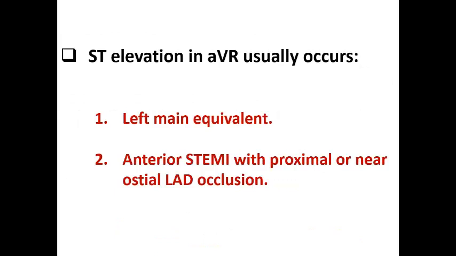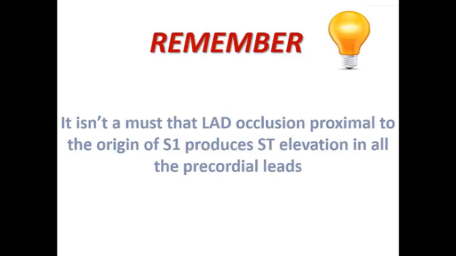So in conclusion, ST elevation in AVR can occur in left main equivalent and anterior STEMI with proximal or near ostial LAD occlusion, and we have mentioned this before in the lecture of ST segment in AVR. And remember, it is not a must that LAD occlusion proximal to the origin of S1 produces ST elevation in all the precordial leads. Sometimes it may only involve V1 to V4, but the presence of additional signs in limb leads gives us a clue to proximal LAD occlusion.